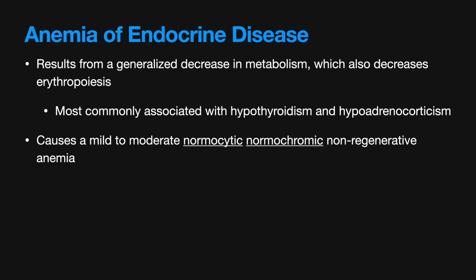Anemia of endocrine disease results from a generalized decrease in metabolism, which also decreases erythropoiesis. We most commonly see this in association with hypothyroidism and hypoadrenocorticism. This results in a mild to moderate, normocytic, normochromic, non-regenerative anemia.